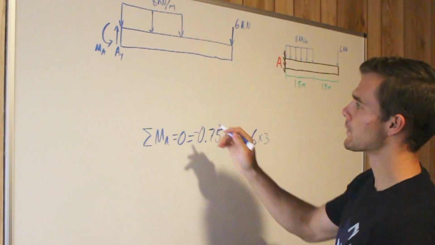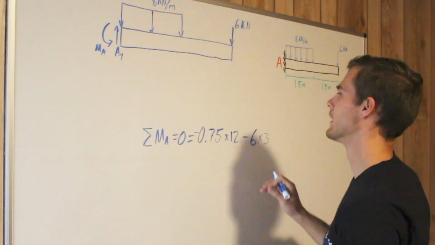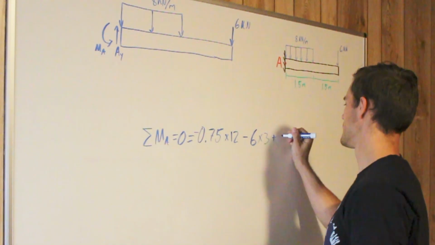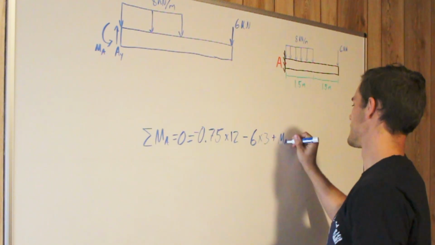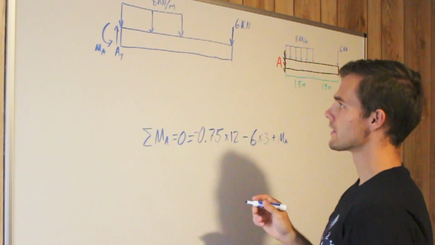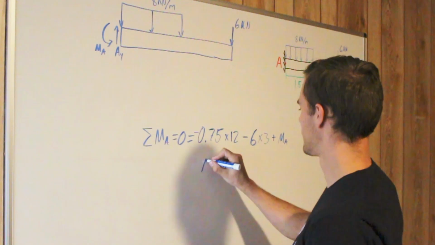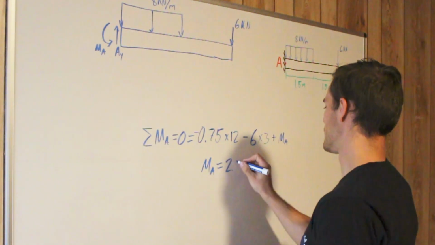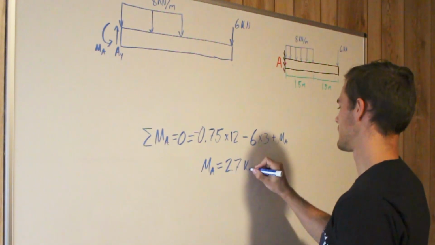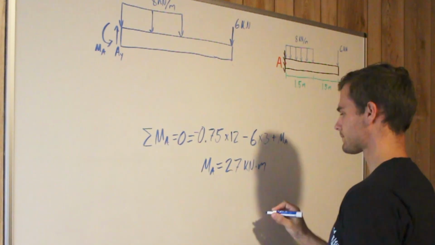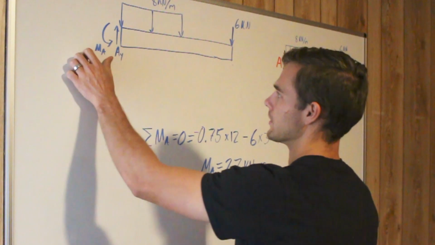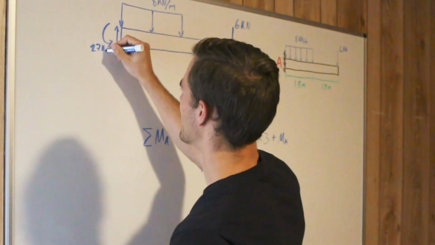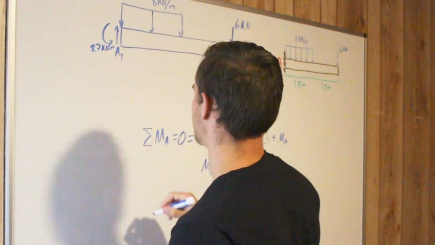And then we have our reaction moment here. We've drawn it going counterclockwise, so we'll say it's positive, plus M sub A. So now we solve for M sub A, and it equals 27 kilonewton meters. We'll label that right here: this is 27 kilonewton meters.